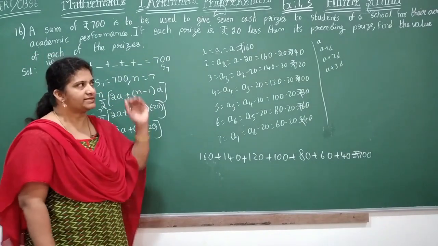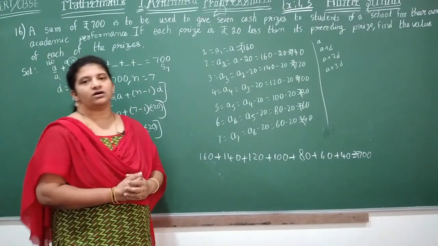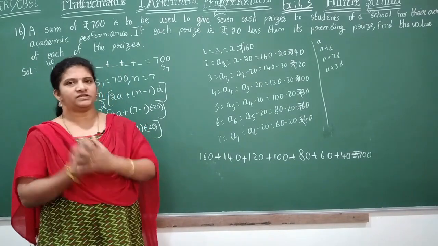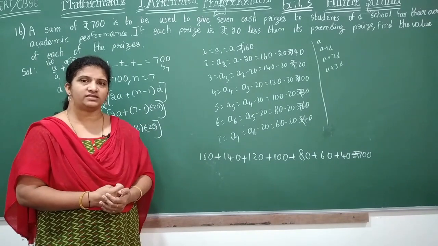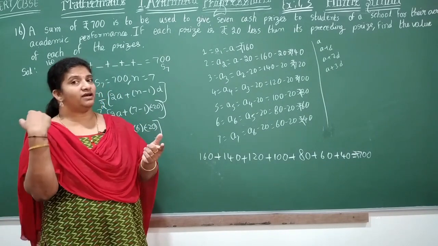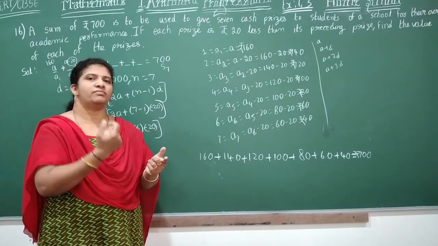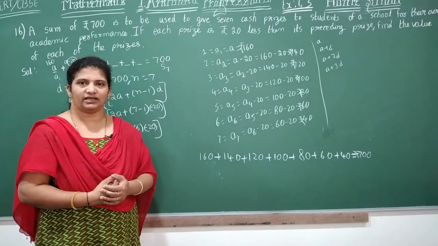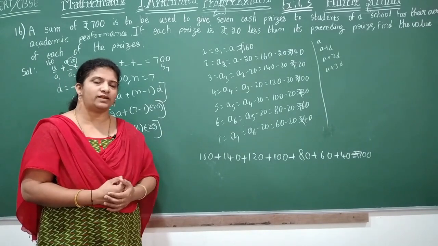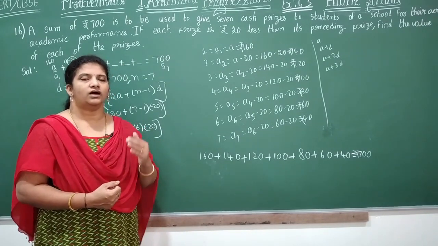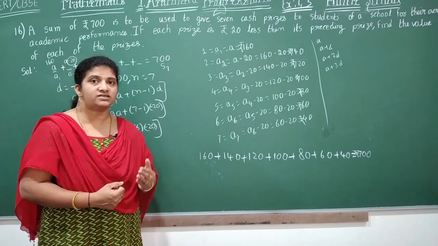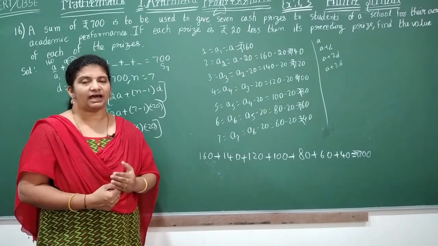Okay, let me take a small example here. Suppose 50 rupees is the first prize. Let us assume. So what will be the next prize? 20 less than the before prize. So 50 minus 20 will be 30. And the next prize will be 30 minus 20. See here, continuously a fixed number is subtracted.